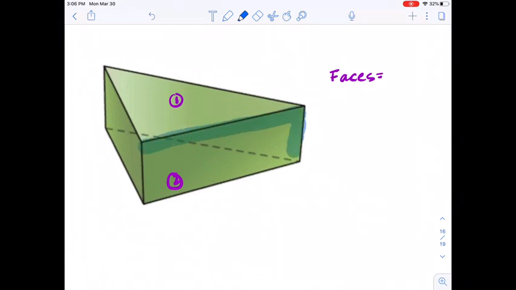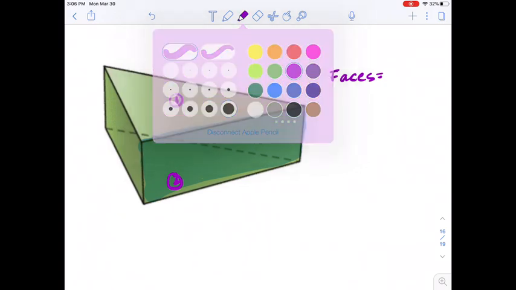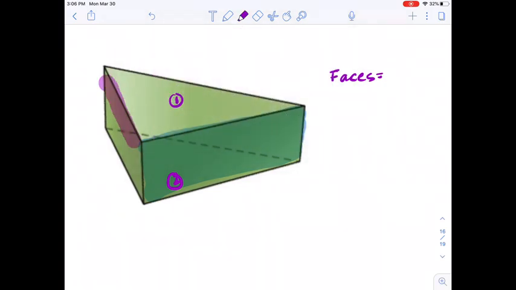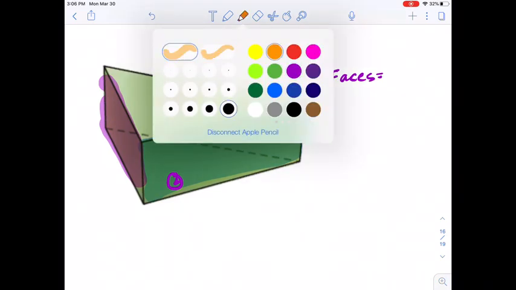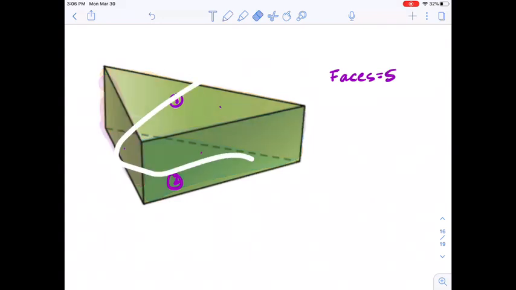We know that there's one right here that's across the front of the shape that we're looking at. And let's try a different color to help us. Then there's one here that's also a rectangle. And did you see this one trying to hide in the back? Right back here, there's another rectangle. So we have 2 triangles and 3 rectangles that make up this shape. So 1, 2, 3, 4, 5. 5 faces.